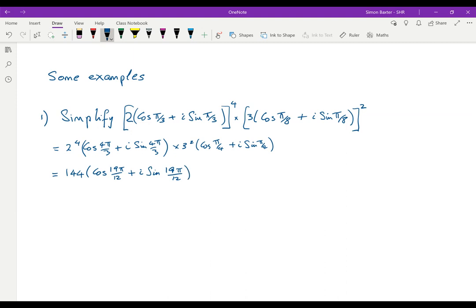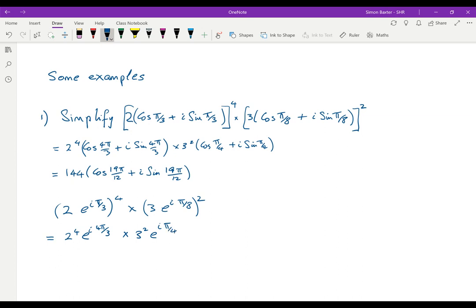I could have done this in the exponential form. I could have started with 2 e to the I pi by 3 to the power 4 times 3 e to the I pi by 8, or to the power 2. Then if I work that out, I get 2 to the power 4 e to the power, just this is normal laws of indices now, times 3 squared e to the power I pi by 4. Sorry, I've written plus when I should be writing times.